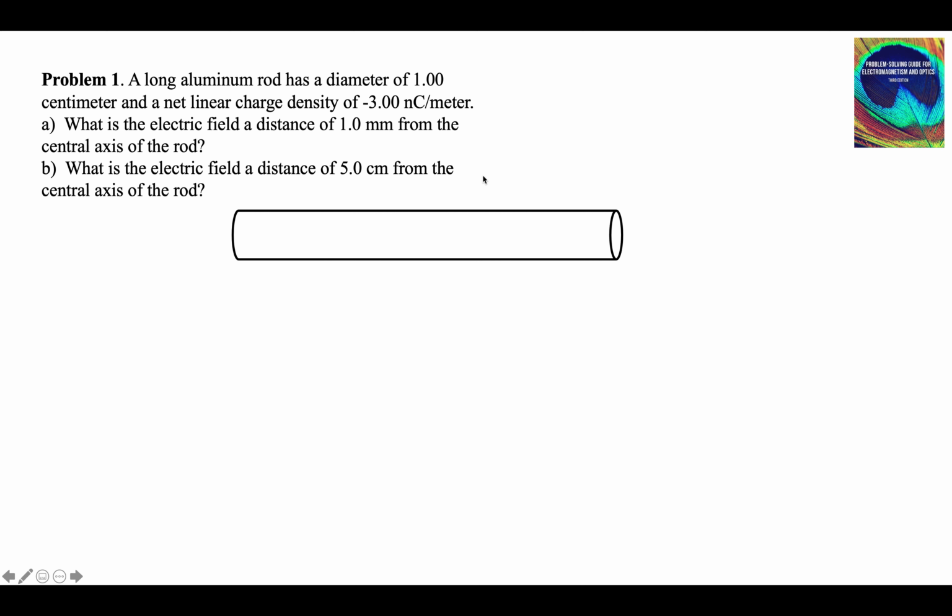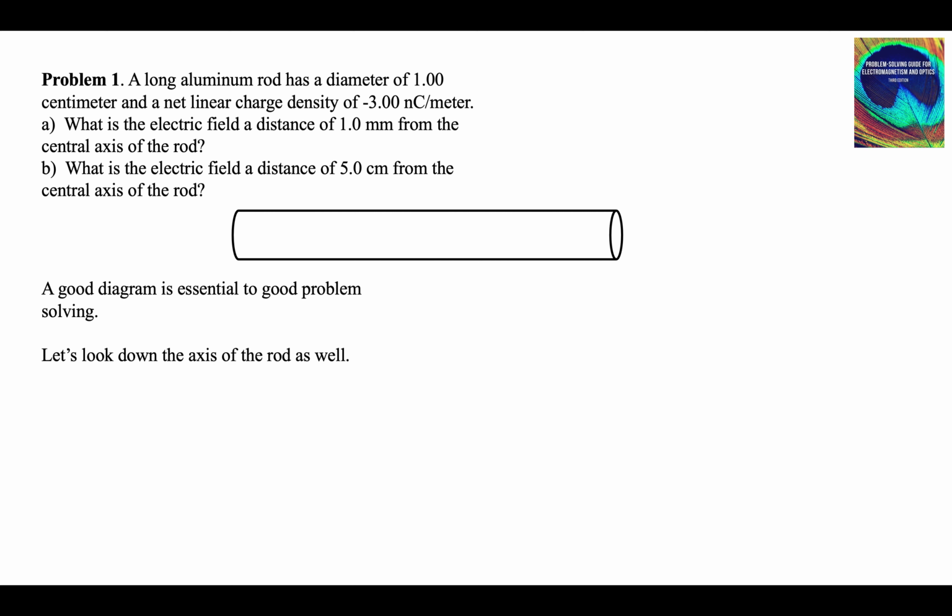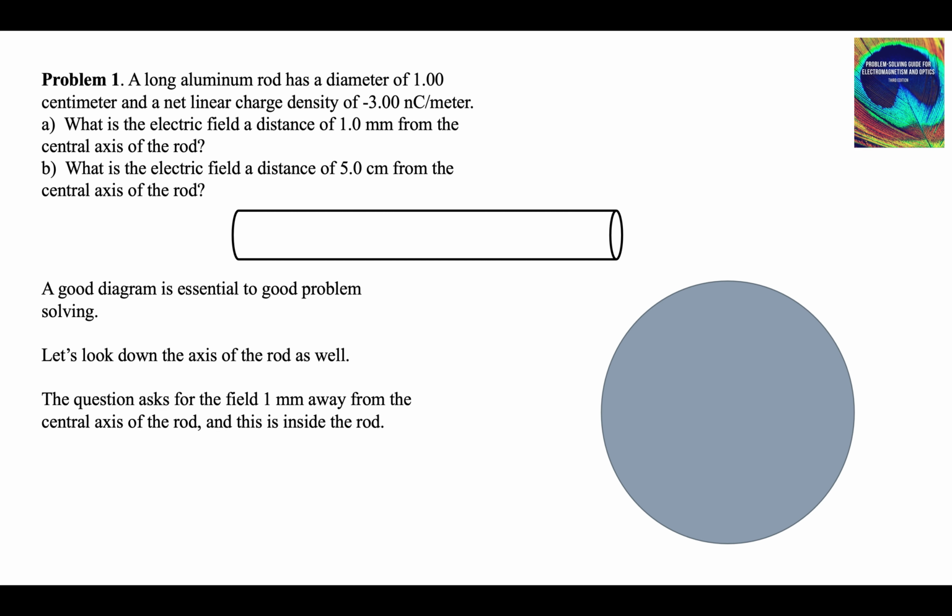the rod? That is inside the rod, 1 millimeter only. What is the electric field at a distance of 5 centimeters away from the central axis of the rod? That is definitely outside the rod. So, we need a good diagram. We have a drawing of the aluminum rod. Let's look down the end, on the circular end. And let's make it big so we can see what's going on.